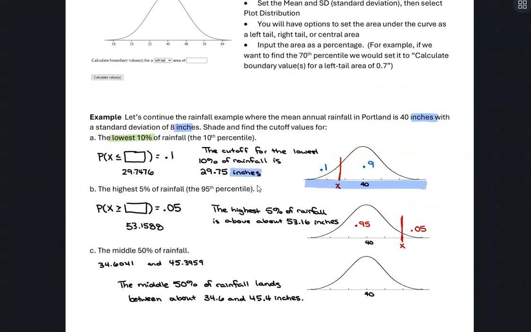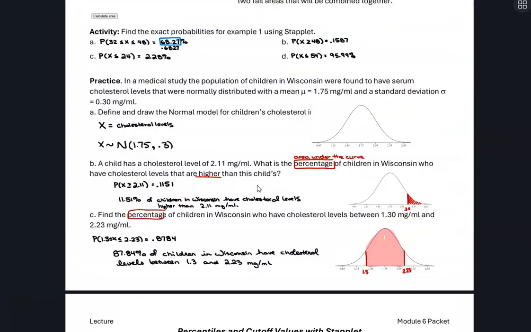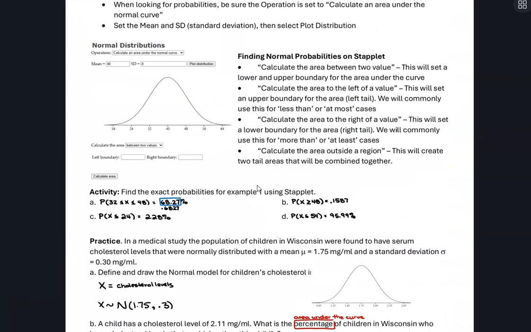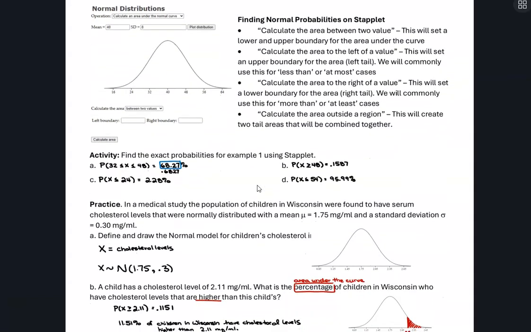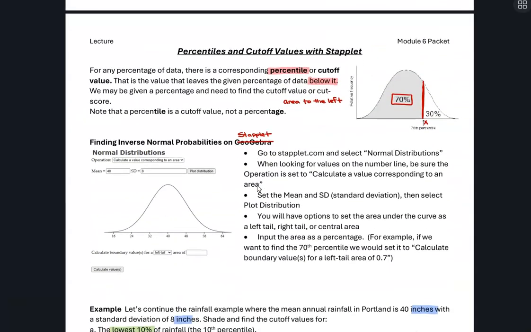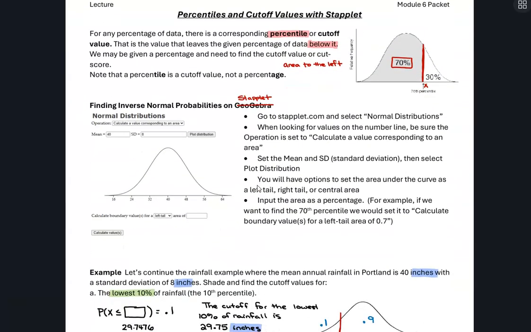Okay, so we have these two methods here that we'll be using with our normal distribution. First case is given a cutoff value, finding an area under the curve. And the second one is given an area under the curve, finding a cutoff value.